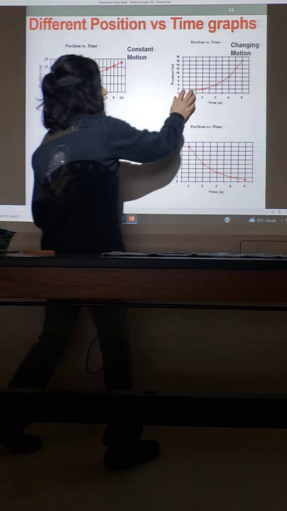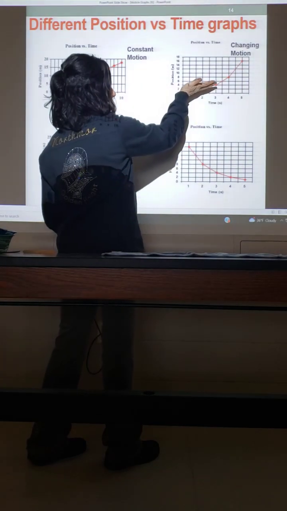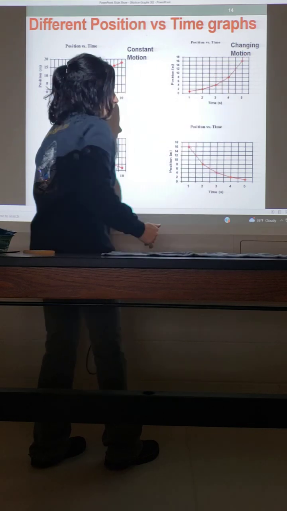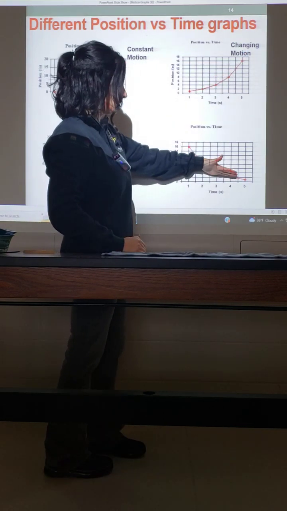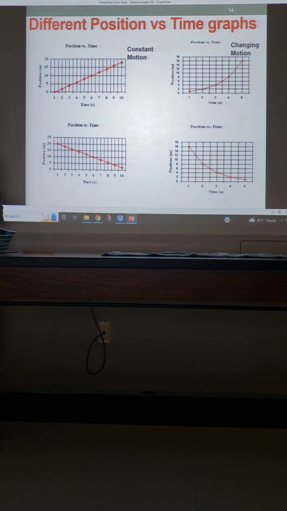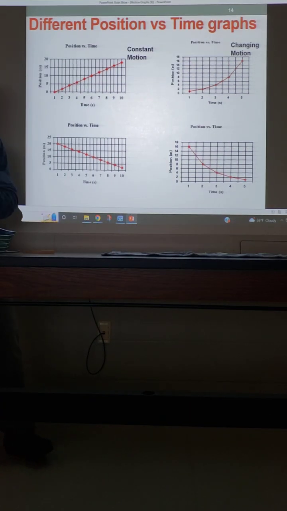These two are both showing me a changing motion. And the reason it's changing is because the slope is different. It's different here, here, here, and here. Same thing here. You go different, different, different, different as you go through those different segments of that curved line, right? And so straight line always means constant motion. Curved always means changing. So that's one thing I could ask, which one is showing constant motion?